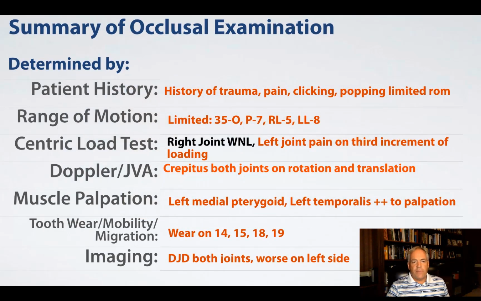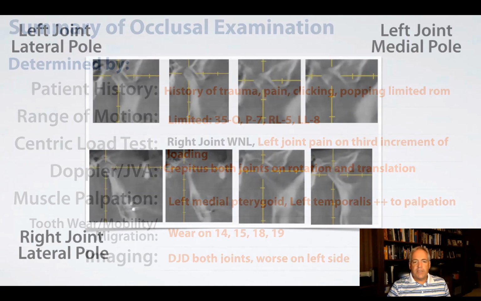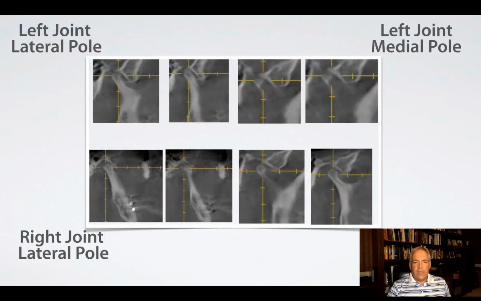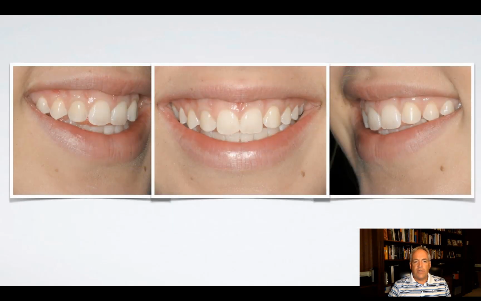That limits her range of motion. It causes popping and clicking. She has pain when we load the joint. She has crepitus in the joint, and it will create very specific wear patterns. We will image that joint with cone beam, computerized imaging that allows us to look at the joint in 3 dimensions, and she has degenerative joint disease in both joints.